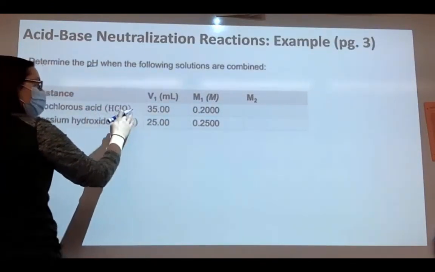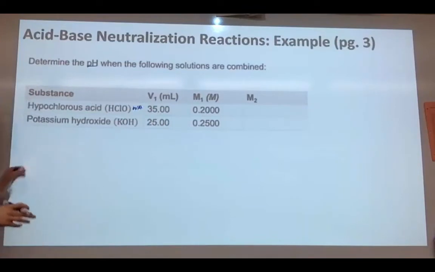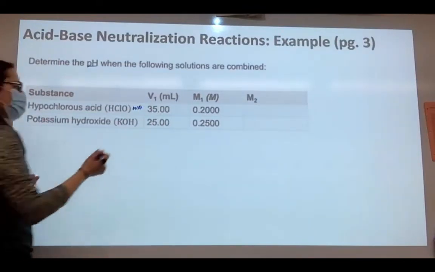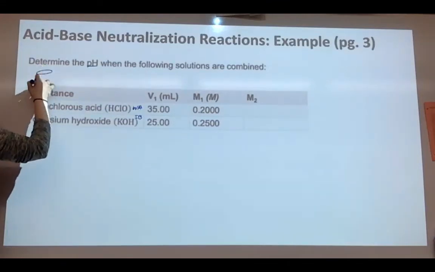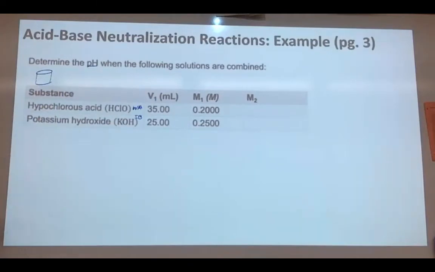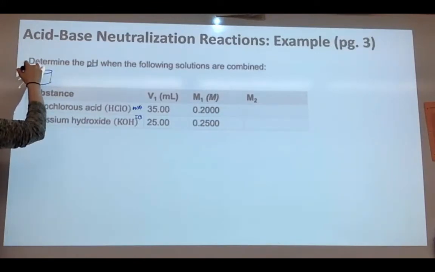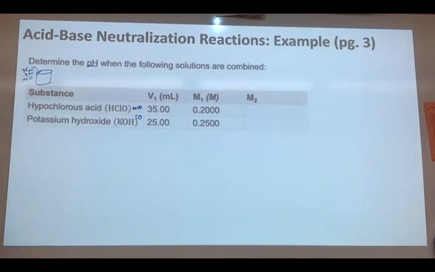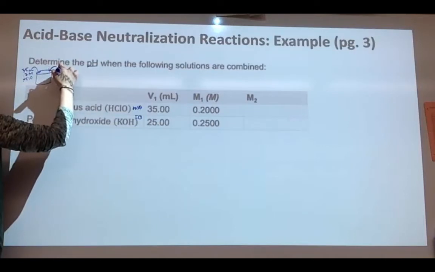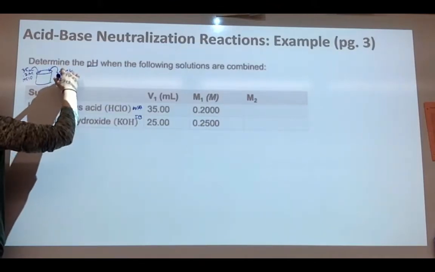HClO is not one of the 7 strong acids, so I'm going to label that weak acid. Potassium hydroxide, we just said, was a strong base. Again, I'll draw it up here a little bit smaller to save some space. In this beaker, I start by adding 35 milliliters of 0.2 molar HClO. I'm also adding 25 milliliters of 0.25 molar KOH.